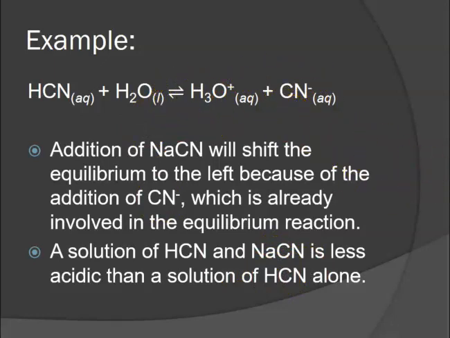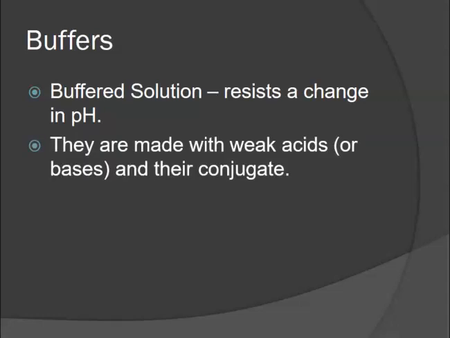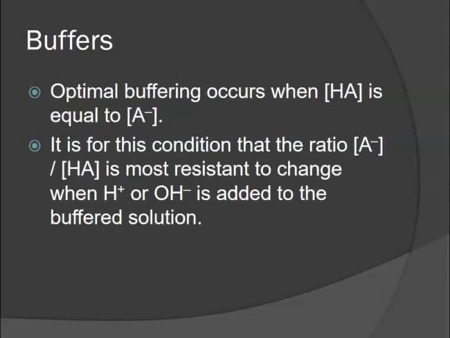One last little thing here. We're going to talk about buffers. What's a buffer? A buffered solution. Those resist change in pH. They can change their pH, but it doesn't change nearly as much. So if I add a strong acid to a buffer solution, the pH will go down a little tiny bit. If I add a strong base to a buffer solution, the pH will go up, but just a little bit. The way we make these things is with a weak acid and its conjugate base, or a weak base and its conjugate acid. So we use these weak conjugate pairs and put them together.